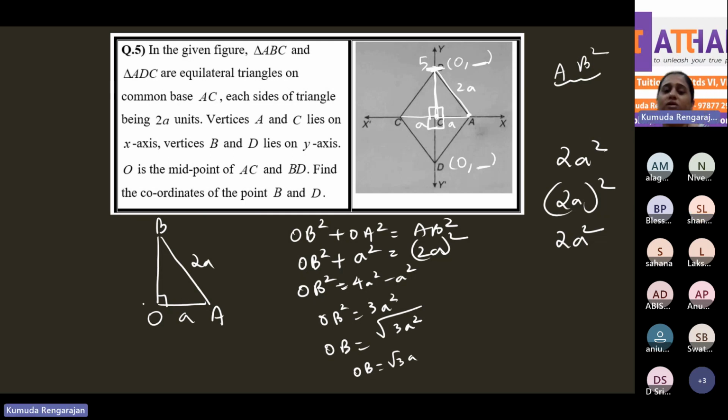Okay, so we got the Y coordinate. The Y coordinate is root 3A. Because it's on the positive side of the Y axis, it is plus root 3A. But D is on the negative side of the Y axis. So this also will have the same marking root 3A because O is the midpoint of BD. But because it's on the negative side, it will be minus. Distance is positive, but when you mark the point, it is negative. So the Y coordinate here is minus root 3A.